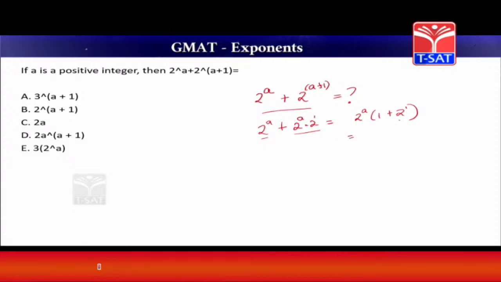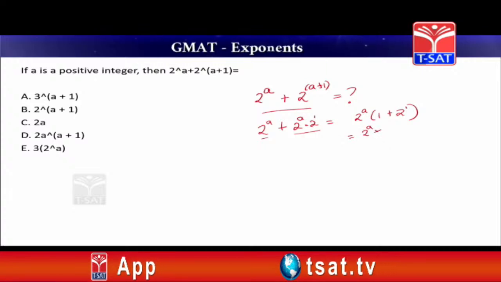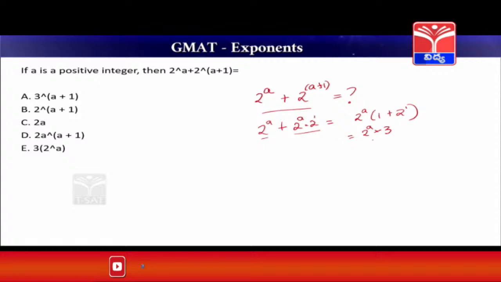2 to the power of 1 is nothing but 2. 2 plus 1 is 3. So you have 2 to the power of a into 3 as your answer. It's option E. Let's look at the next question.